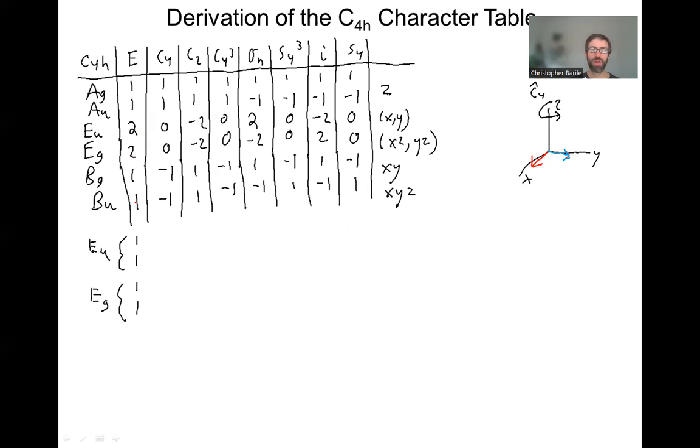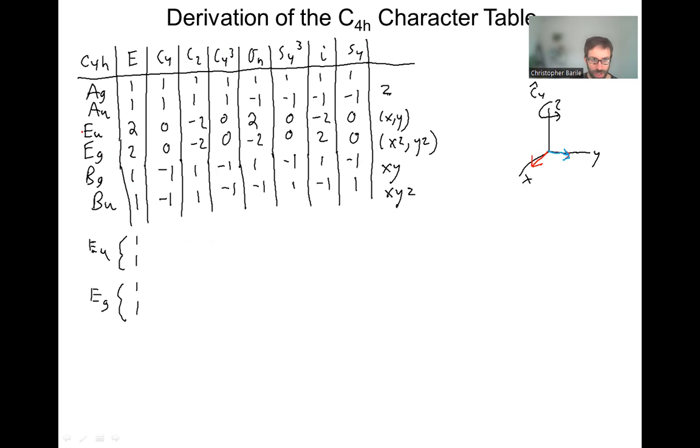Furthermore, we know that the sum of the squares of the dimensionality, the character under the identity, has to equal the order of the point group, or the total number of symmetry operations in the point group, which is equal to 8. And that's not true, because 1 squared plus 1 squared plus 2 squared plus 2 squared plus 1 squared plus 1 squared doesn't equal 8. Okay, the asymmetry operations. So how are we going to fix this?